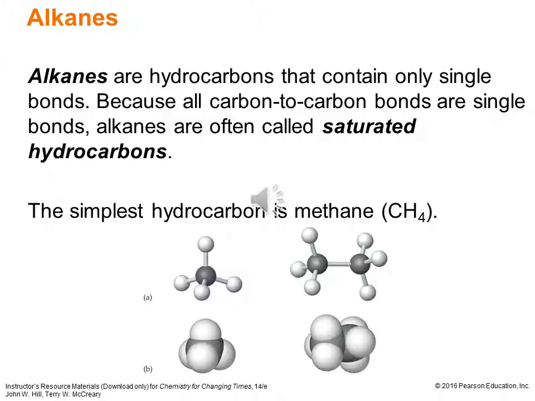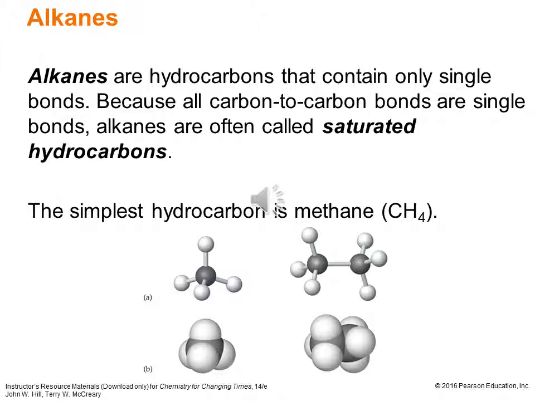Okay, so if hydrocarbons are the simplest carbon compounds, alkanes are the simplest hydrocarbons because they contain only single bonds. Since all the carbon-carbon bonds are single bonds, we also refer to these alkanes as saturated hydrocarbons. Carbon-hydrogen bonds have to be single bonds, but carbon-carbon bonds can have some unsaturations when we talk about alkenes and alkynes, but the alkanes are saturated. There are no multiple bonds between carbon atoms.